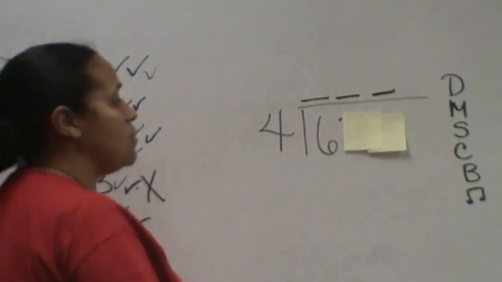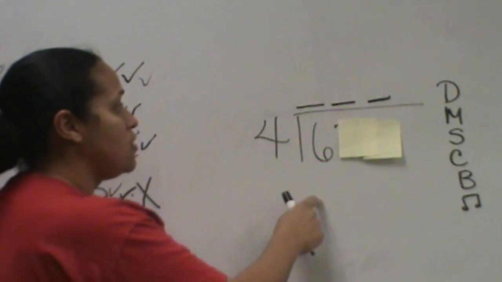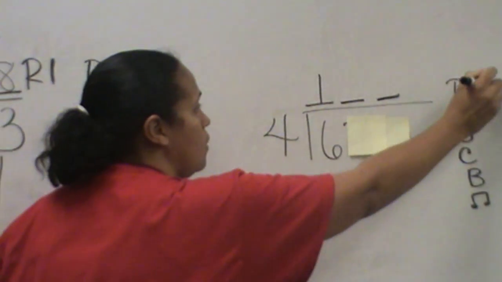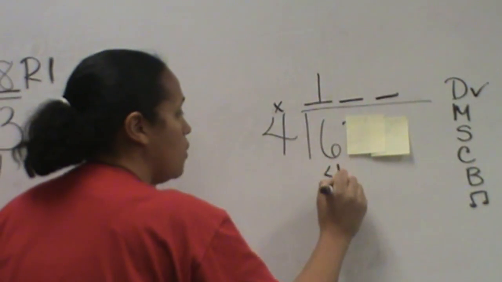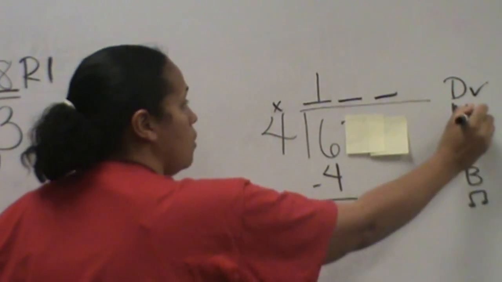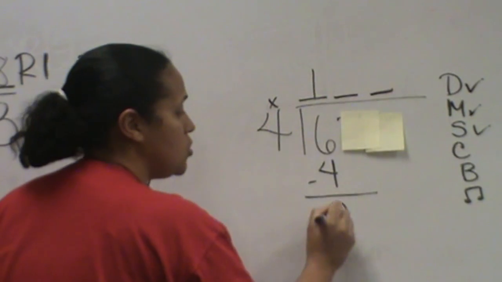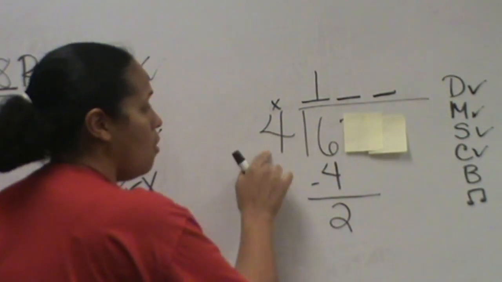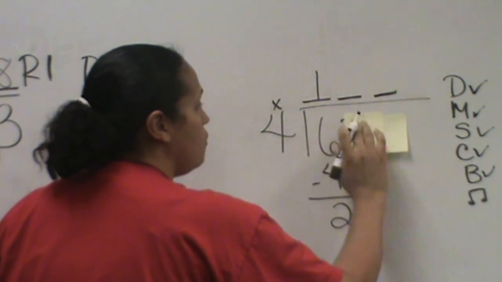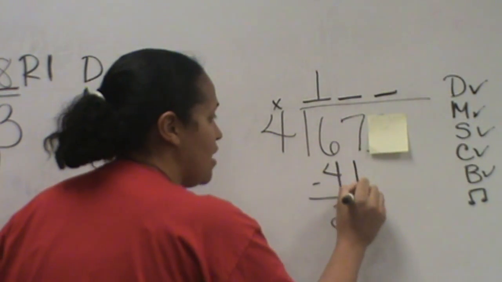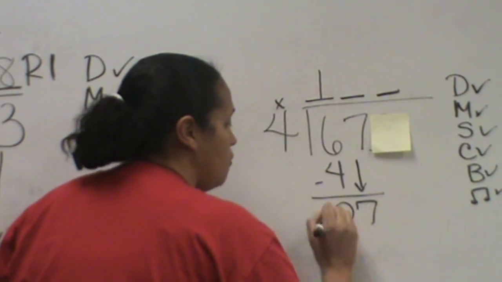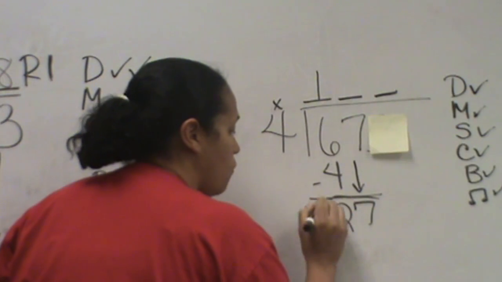All right, I have 6. How many equal groups of 4 can I make out of 6? Only 1. So I've divided. Now I multiply 1 times 4 and I get 4. I subtract 6 minus 4, which is 2. I check, is it smaller? Yes, it is. I bring down my next number, which is a 7. And then I do it all over again, just like before.